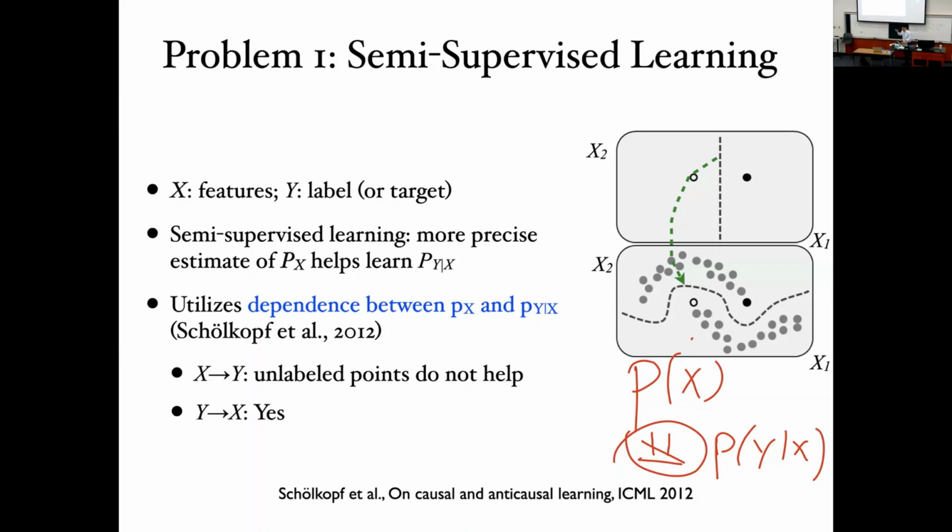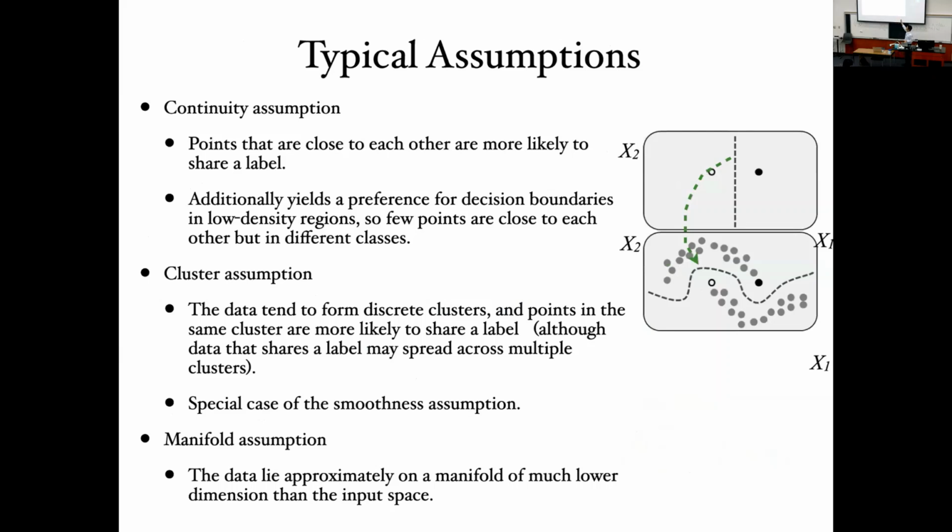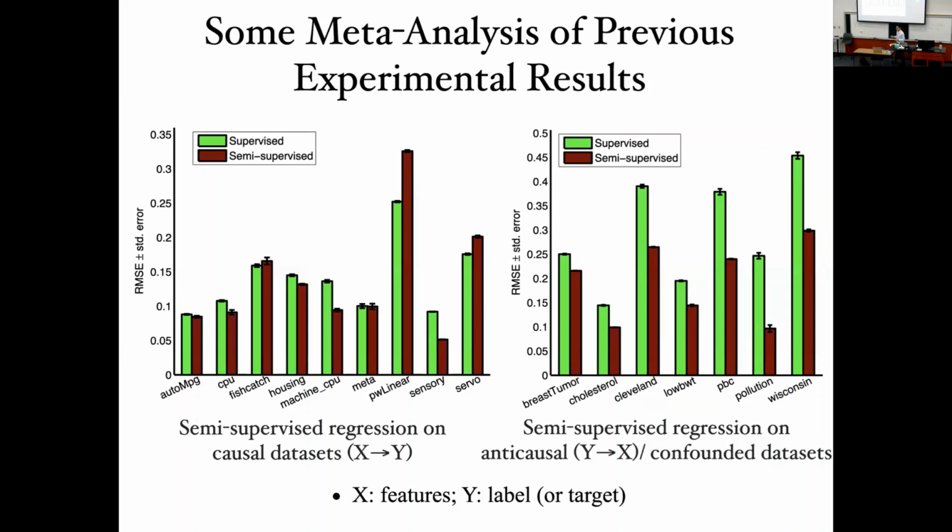Now let's see evidence. Here you can see the typical setting in semi-supervised learning. You can give a causal interpretation, but I will skip this part because it's technical. Here, we divide the data sets into causal data sets and anti-causal or confounded data sets. This result was reported by some other people. They developed very good methods and then analyzed all the data sets. Here let's just do a meta-analysis and see whether we can really understand what's going on.